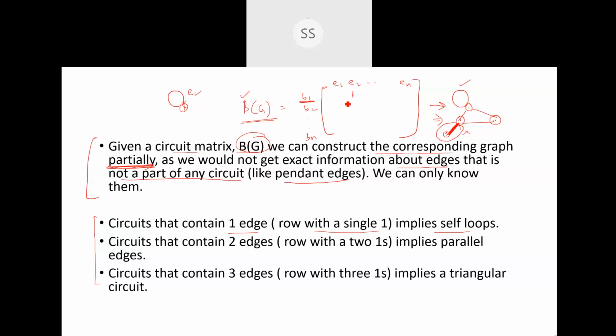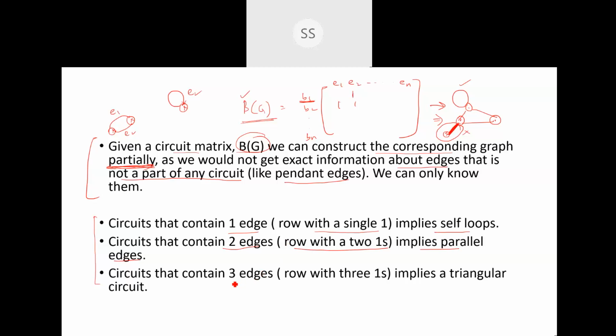Now if in a row you have two ones, what does it mean? That circuit consists of two vertices, and it is connected by the two edges E1 and E2. What type of edges can they be called? They can be called parallel edges. That is, if the circuit contains two edges, a row with two ones, it implies parallel edges.